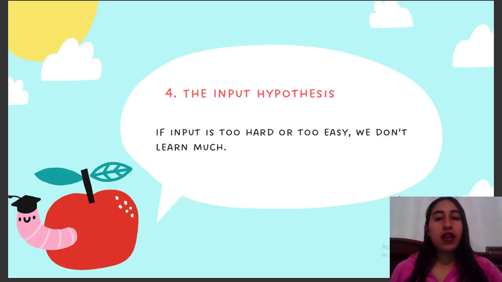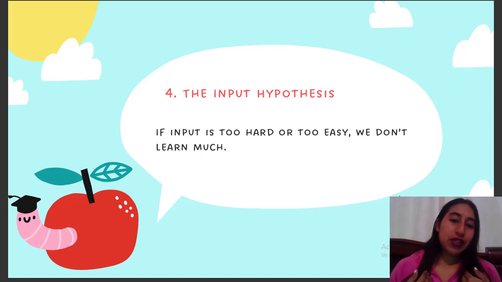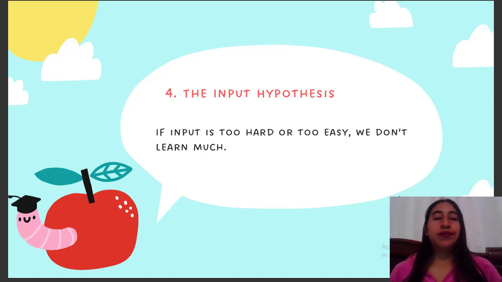Fourth, the input hypothesis. This is one of the most famous ones. Krashen says that we acquire language when we get comprehensible input. That means hearing or reading something we mostly understand, but with a bit of new language. He calls this I plus 1. What we already know, I, plus a small step forward, plus 1. If input is too hard or too easy, we don't learn much.